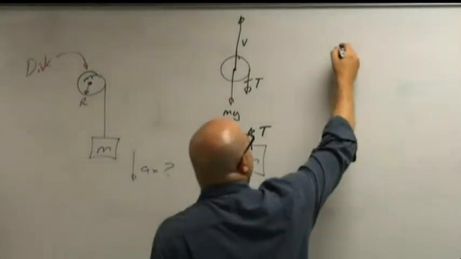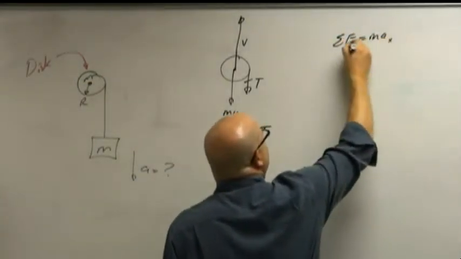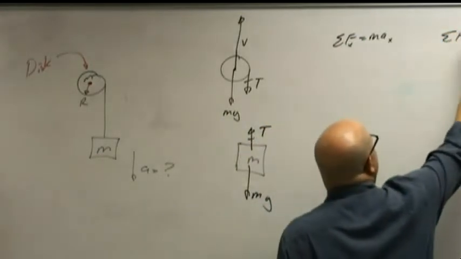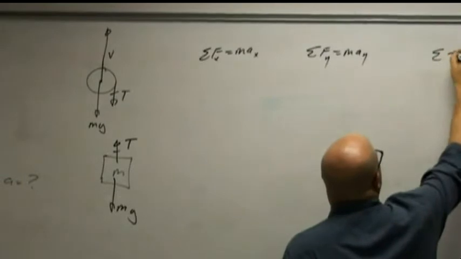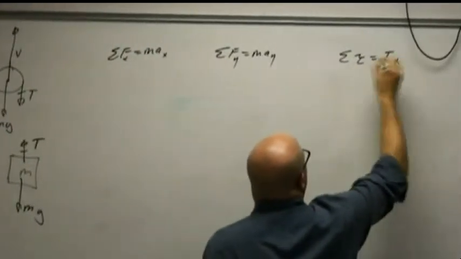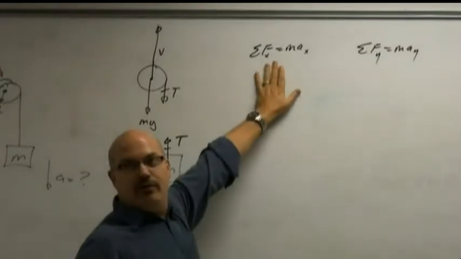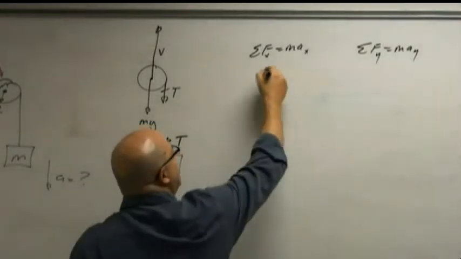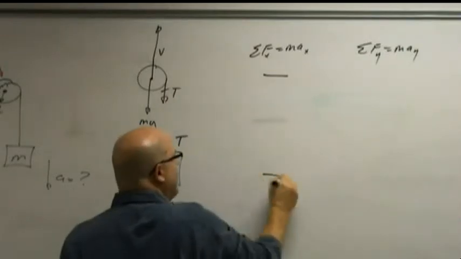I would like for you to write F equals ma in the x direction, F equals ma in the y direction, and the sum of the torques equals I alpha for each one of these. What does this look like for both of them? Zero. We have nothing for this one and nothing for this one.